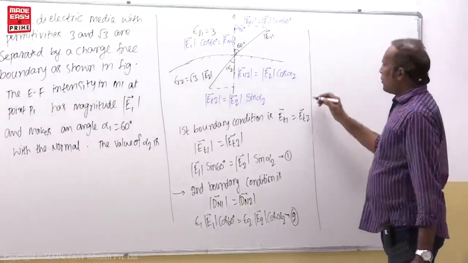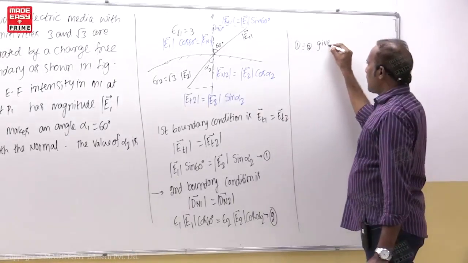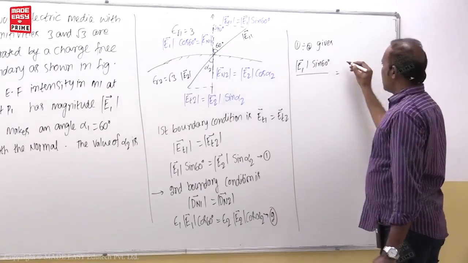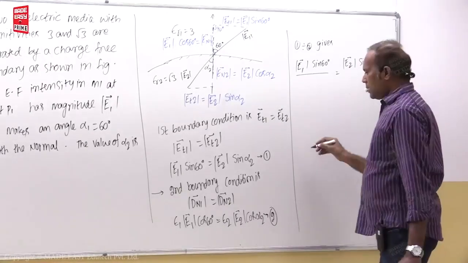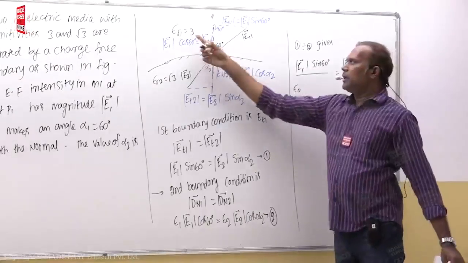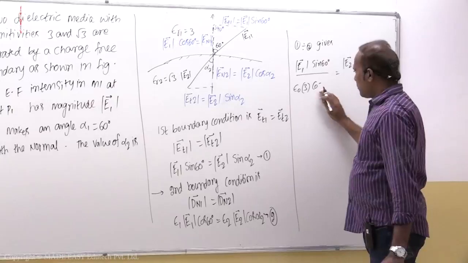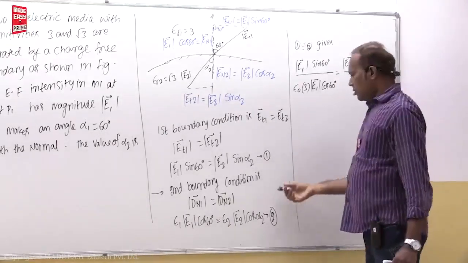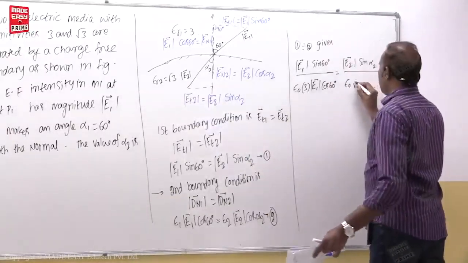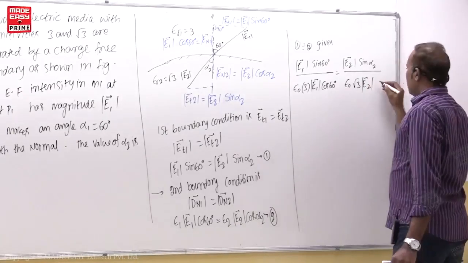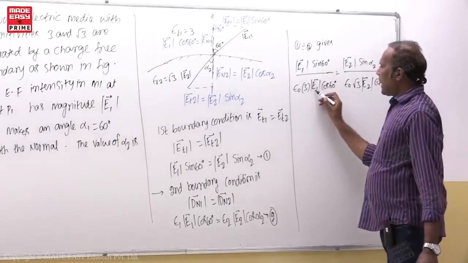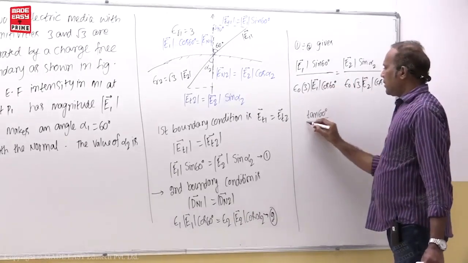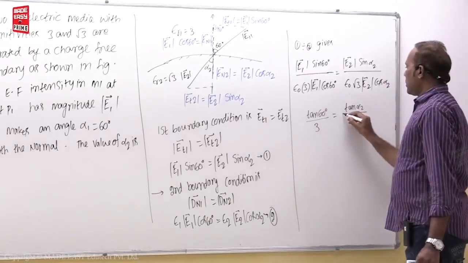Now you take the ratio of them. Equation 1 divided by equation 2 gives modulus of E1 sin 60 over modulus of E2 sin alpha 2, equal to epsilon 1, which is epsilon naught into epsilon r1, 3, times modulus of E1 cos 60, over epsilon 2, which is epsilon naught into epsilon r2, root 3, times modulus of E2 cos alpha 2. So modulus of E1 cancels, modulus of E2 cancels, epsilon naught cancels, sin by cos is tan. So tan 60 divided by 3 is equal to tan alpha 2 divided by root 3.